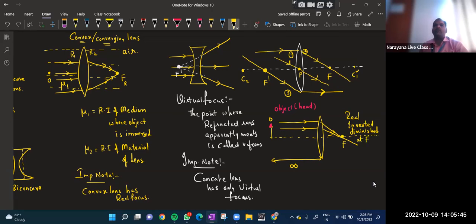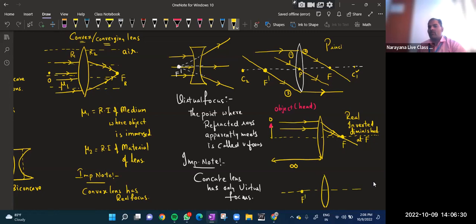Vice versa is also true, no? According to the principle of reversibility, if you keep the object at the point of focus, where will the image form? Reverse, no? At infinity. I will write that down. What is this concept called? Principle of reversibility. In the place of the image, if you keep the object, in the place of the object, the image will form. Are you understanding or not understanding? Objects and images are interchangeable. In the place of the image, if you put the object, where the object was, the image will be formed. You can understand easily like this.